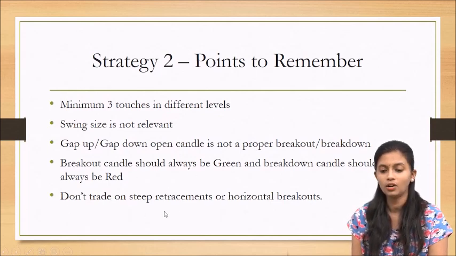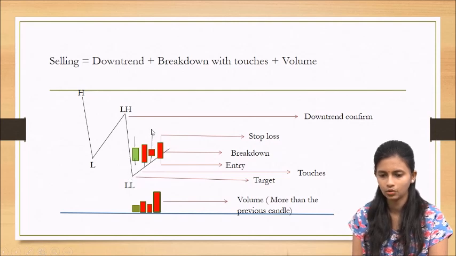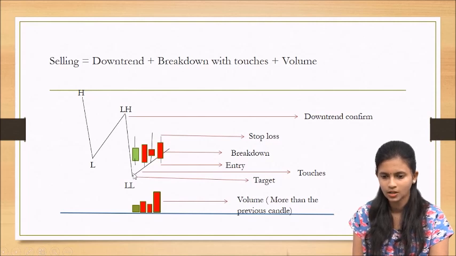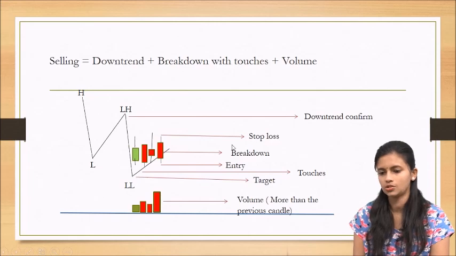Next, don't trade on steep retracements or horizontal breakouts. Steep retracement means you cannot have a very steep trend line like this. The trend line that you draw should be like this. It should not be a vertical line over here, or go just like this. A horizontal line cannot be the trend line for this strategy.